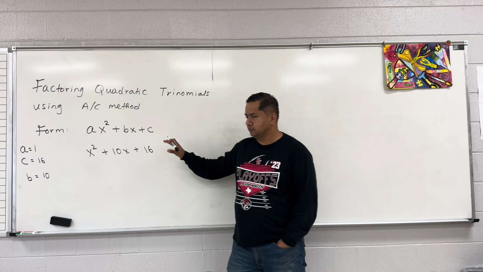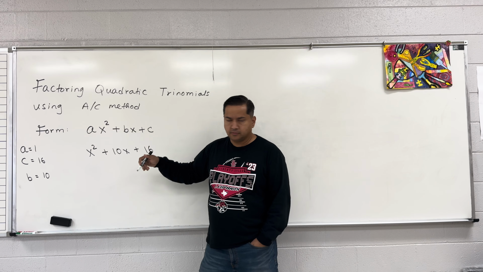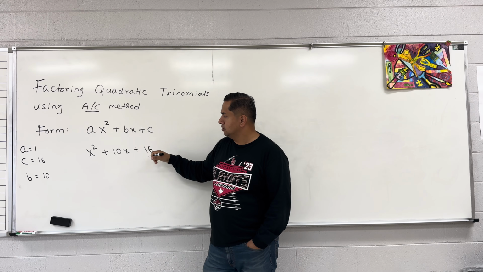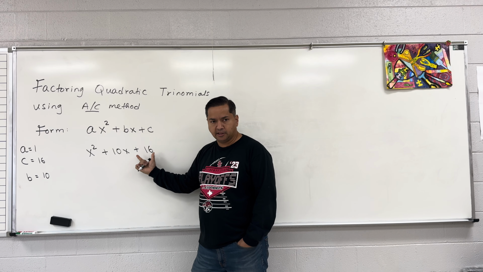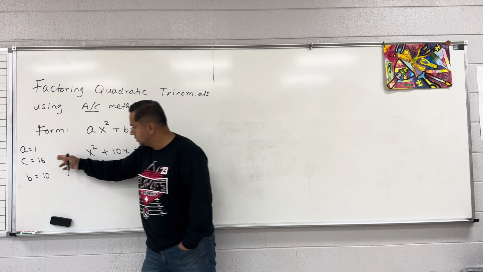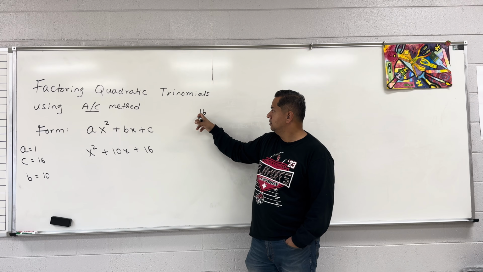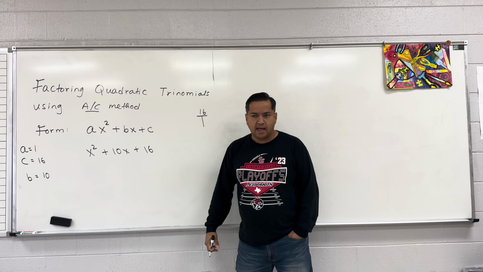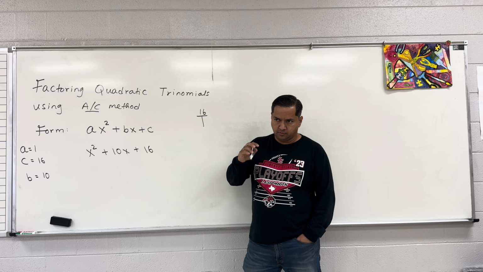Now I want all of you to look here and then copy later on once I'm done with it. Is that fine? All right. Now the reason it's called the AC method is because once we recognize our A and C, we multiply them. We multiply our C times A, right? In this case, 16 times 1. That gives me positive 16. Make a little T chart, T table, whatever you call it.